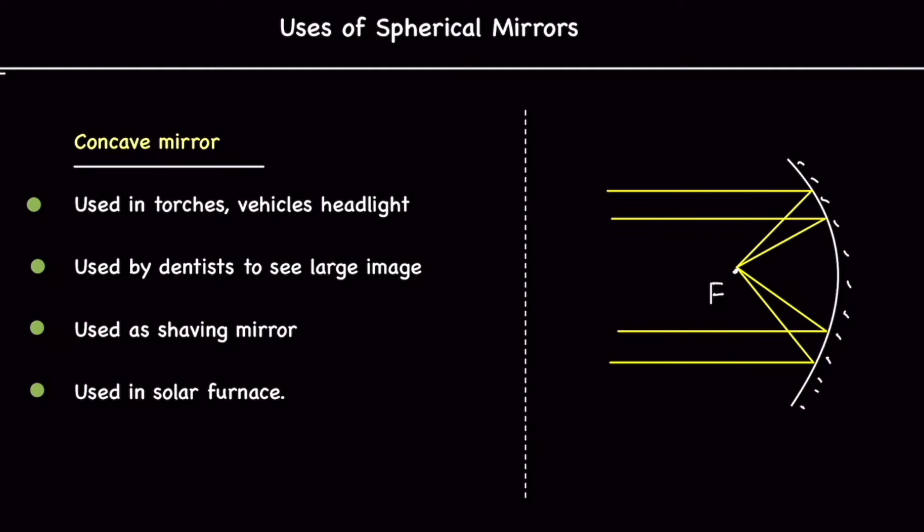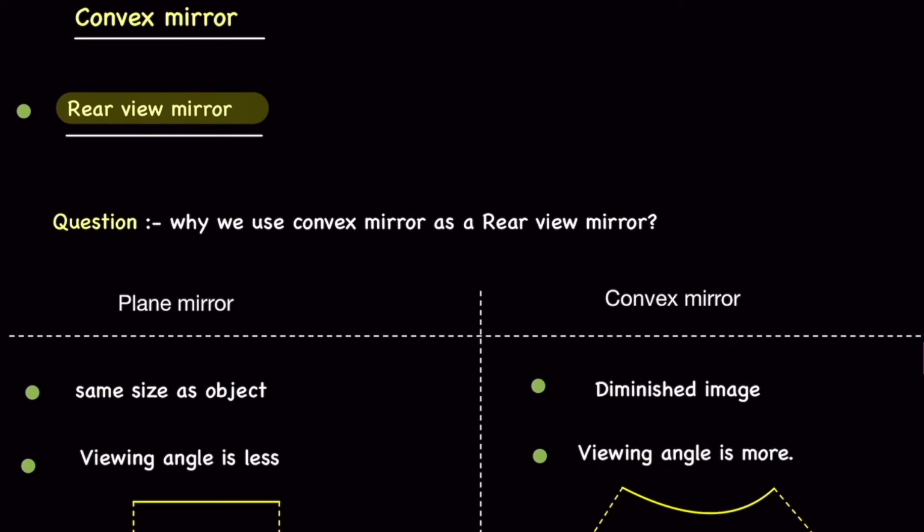Now we will study about the usage of convex mirror. First use of a convex mirror is as a rear view mirror. Rear view mirror is used in a car to see back from the seat. So here is a question: why do we use convex mirror as a rear view mirror? So the answer is, plane mirror always forms an image of the same size as the object and its viewing angle is less. But a convex mirror will form a diminished image. So its viewing angle is more.